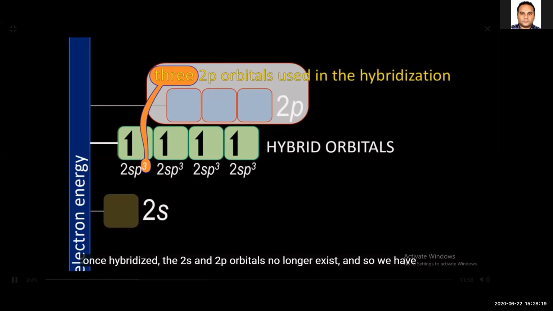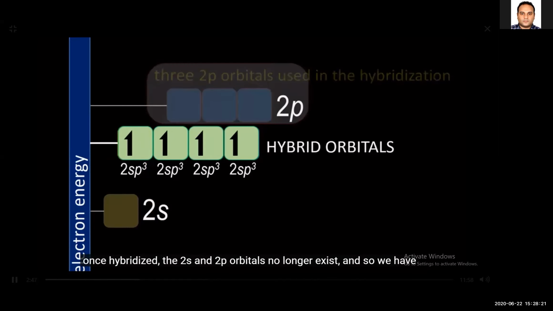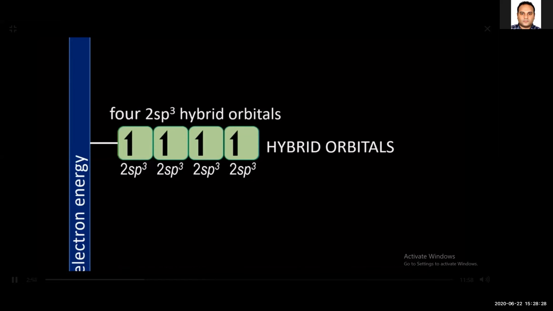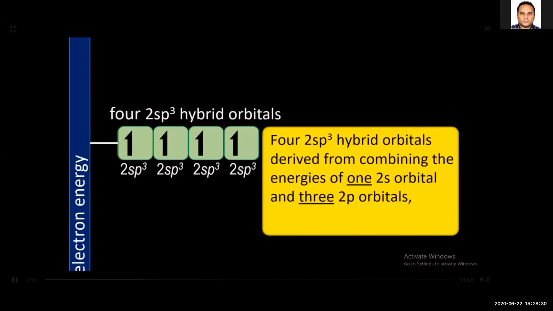Once hybridized, the 2s and 2p orbitals no longer exist, and so we have 4 2sp3 hybrid orbitals, derived from combining the energies of 1 2s orbital and 3 2p orbitals, which gives a total of 4 2sp3 orbitals.